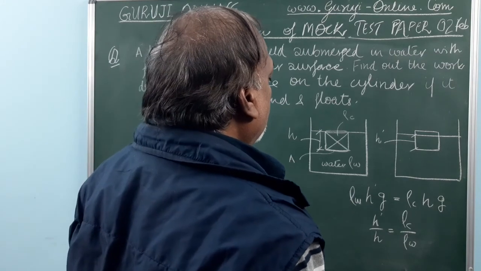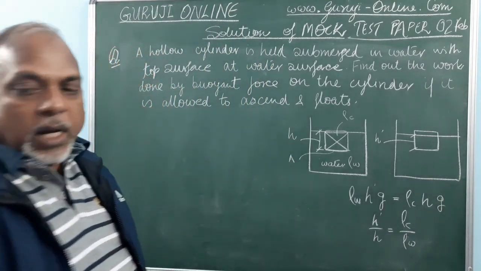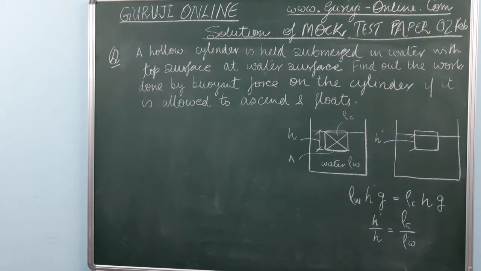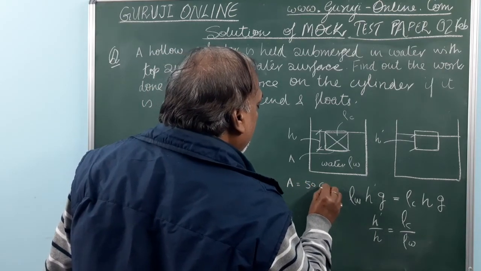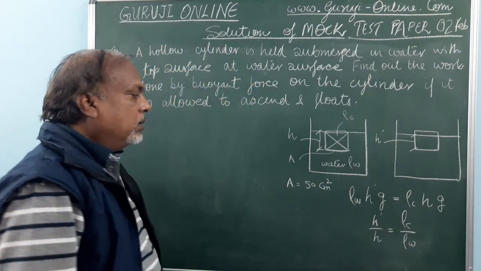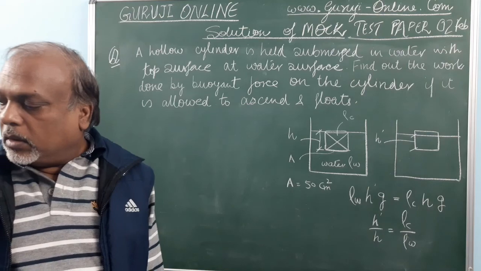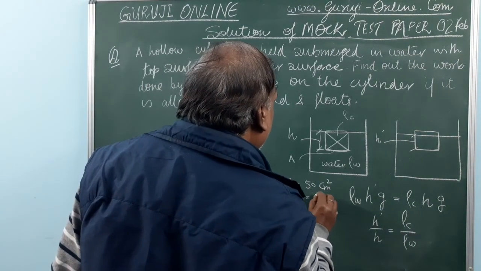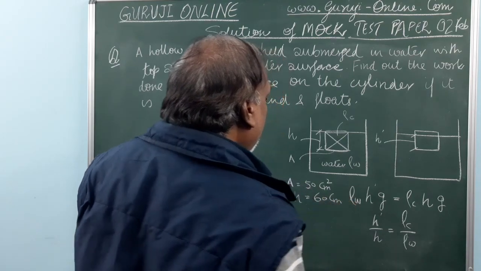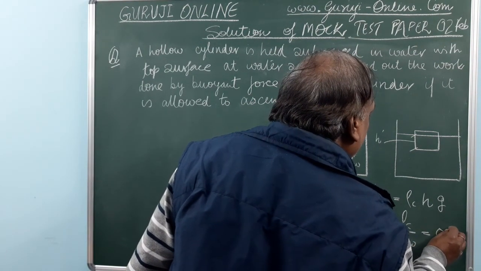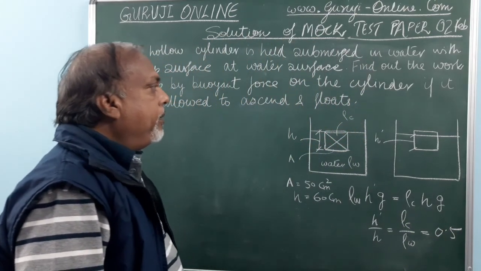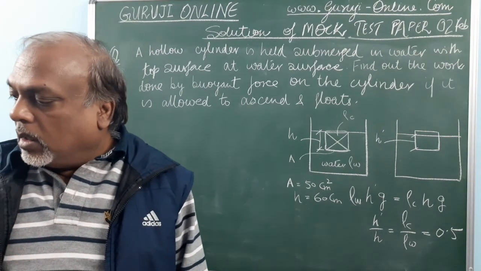In this question, some data is given. A is 50 centimeter square, then H is 60 centimeter, and rho C upon rho W is given as 0.5. So we have to find out the work done.